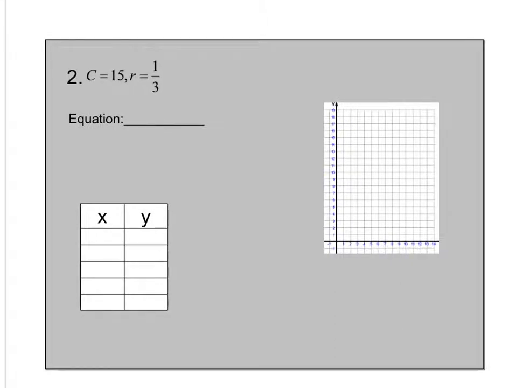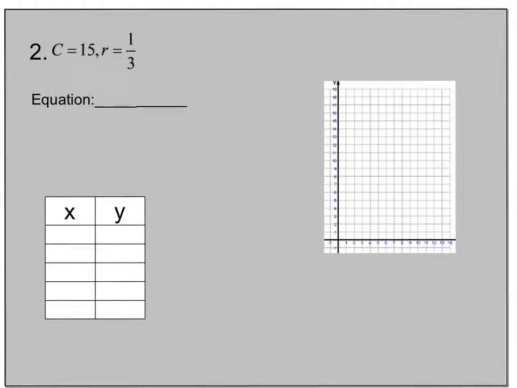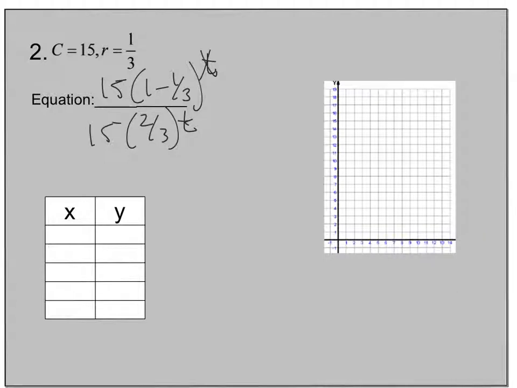Here, C equals 15, R equals 1/3. So the equation is going to be 15 times (1 minus 1/3) to the power of t, or power of x, whatever you want to call it. So 15 times 2/3, or 0.6 repeating in a calculator, to the power of t, or power of x, whatever. So if I go -1, 0, 1, 2, 3.